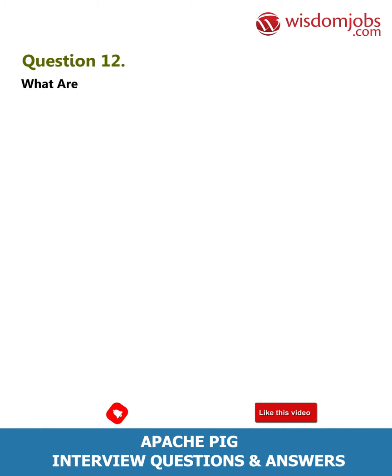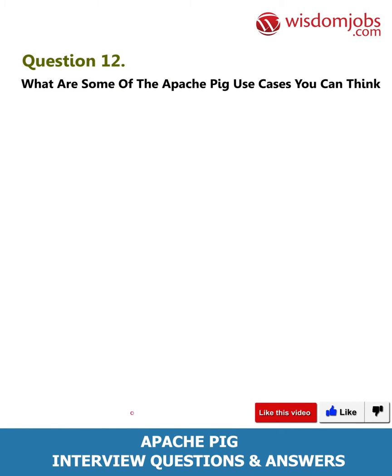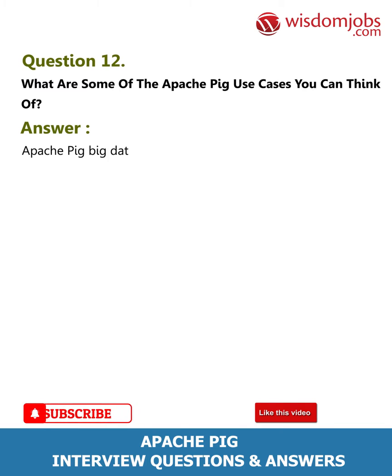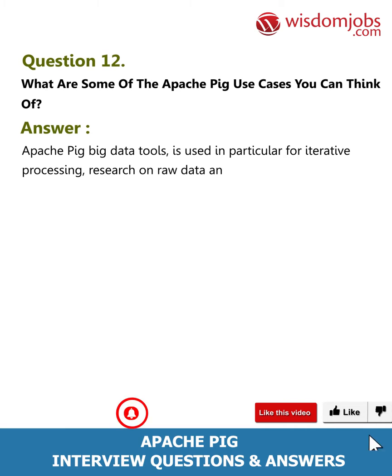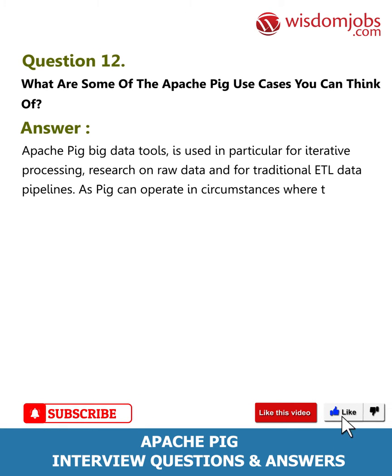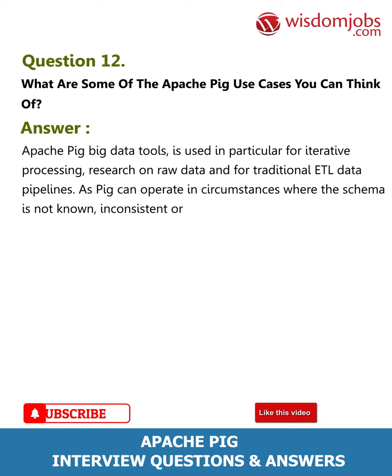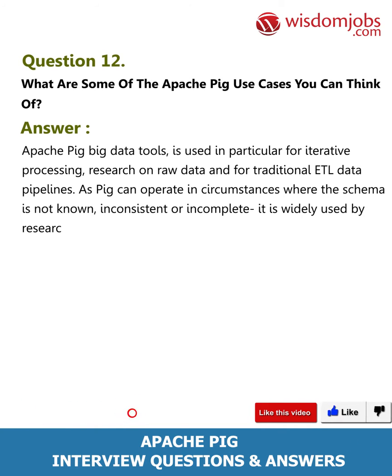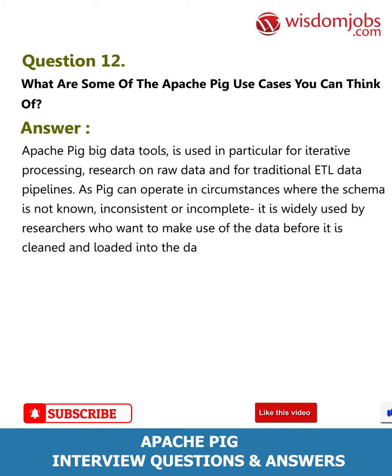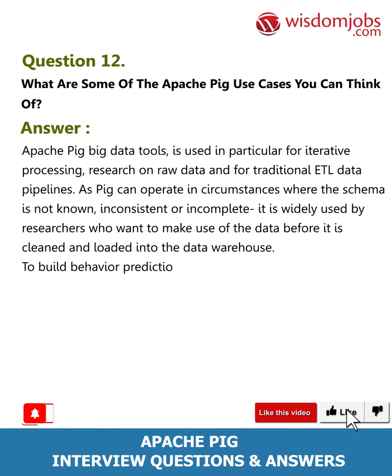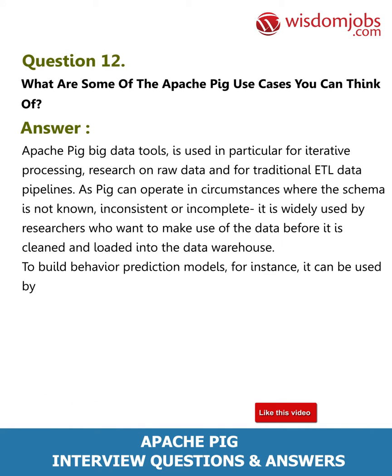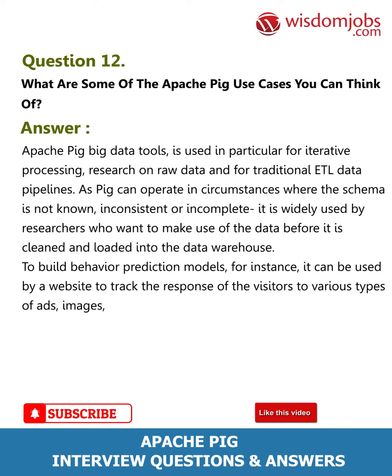Question 12. What are some of the Apache Pig use cases you can think of? Answer. Apache Pig Big Data Tools is used in particular for iterative processing, research on raw data and for traditional ETL data pipelines, as Pig can operate in circumstances where the schema is not known, inconsistent or incomplete. It is widely used by researchers who want to make use of the data before it is cleaned and loaded into the data warehouse to build behavior prediction models. For instance, it can be used by a website to track the response of the visitors to various types of ads, images, articles, etc.